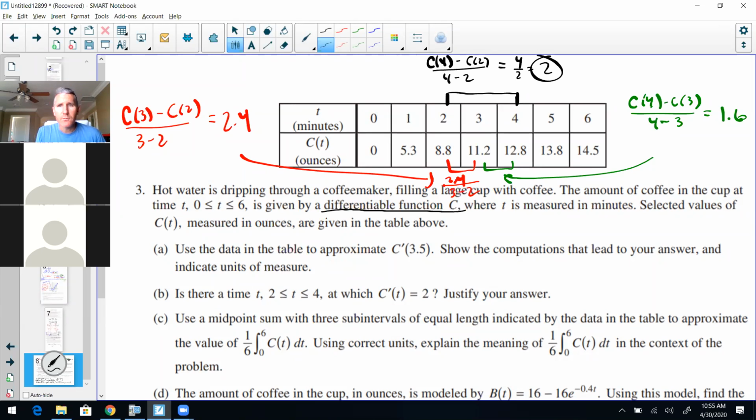So the average rate of change in between t equals 2 and t equals 4 is exactly 2. So by the mean value theorem, there must be at least one c value in between 2 and 4 where C prime of t is exactly equal to 2. So there are two main theorems that you need to remember for a problem like this. It's either going to be the intermediate value theorem or the mean value theorem. Those are the ones you're always looking to use.